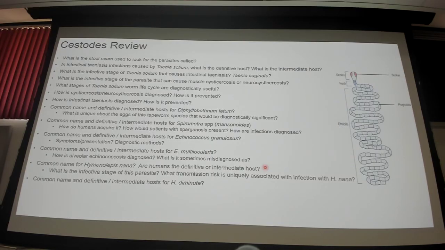And then Hymenolepis diminuta, that common name of that tapeworm was what? Rat tapeworm. What was the intermediate host for the rat tapeworm? The flea. Very good. Yes. Is that optional or not? Not optional. Flea, not optional. Must have flea.